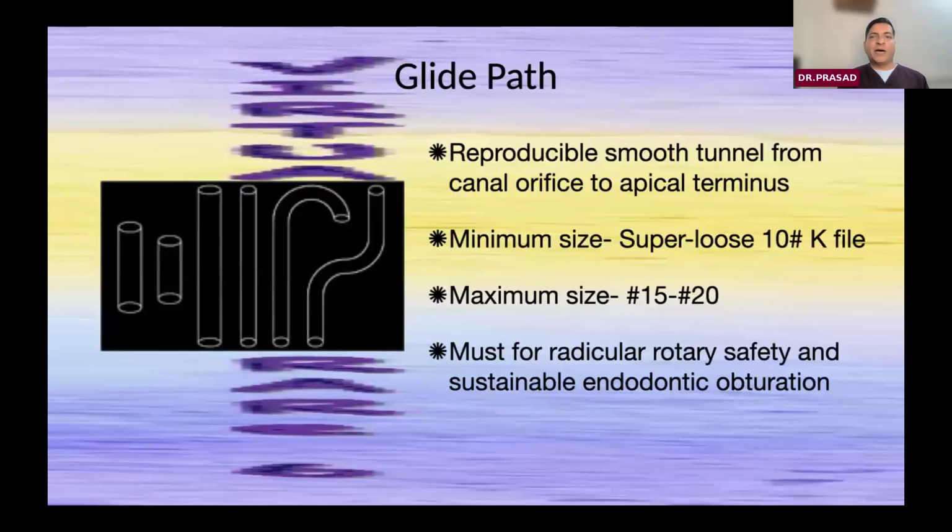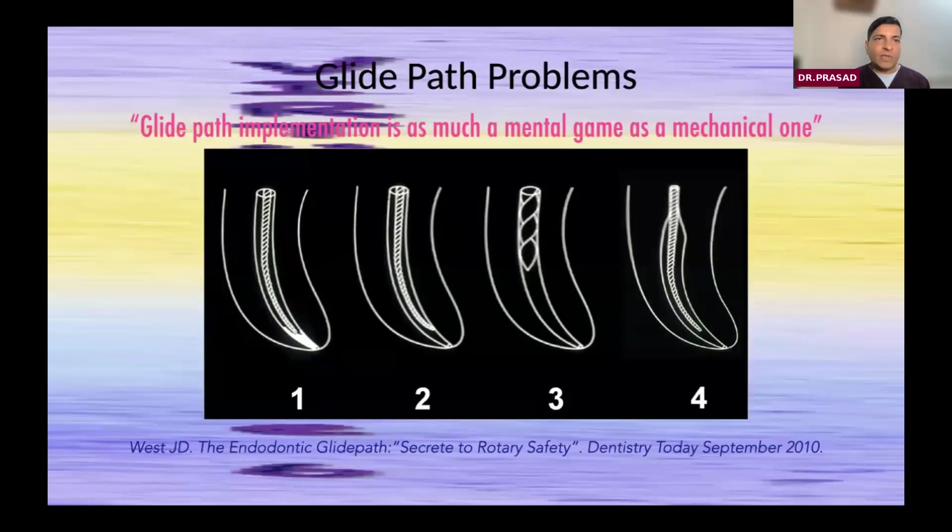Now I was telling you about the glide path. Glide path is a reproducible smooth tunnel from the canal orifice to the apical terminus. This is the area which you are going to shape. And this is a must for using rotary files, and the minimum size recommended is a super loose number 10 K file. Maximum size recommended is a number 15 to 20 K file. Glide path problems, I'll tell you all these problems. Most important statement is glide path implementation is as much a mental game as a mechanical one. Remember the importance of this.